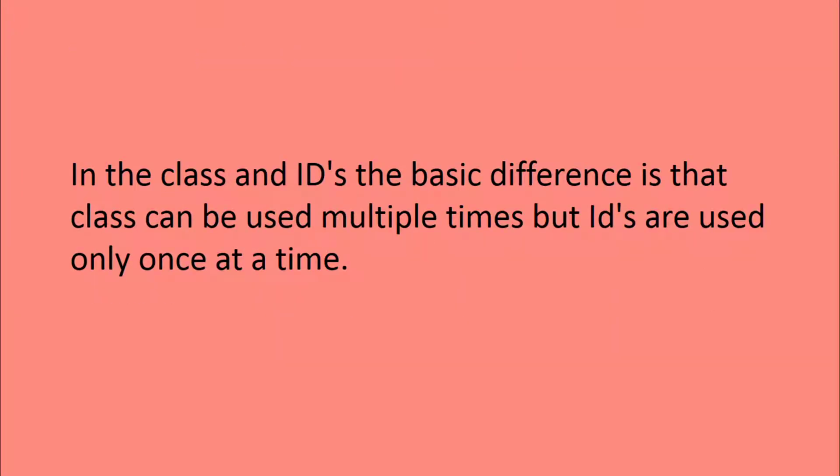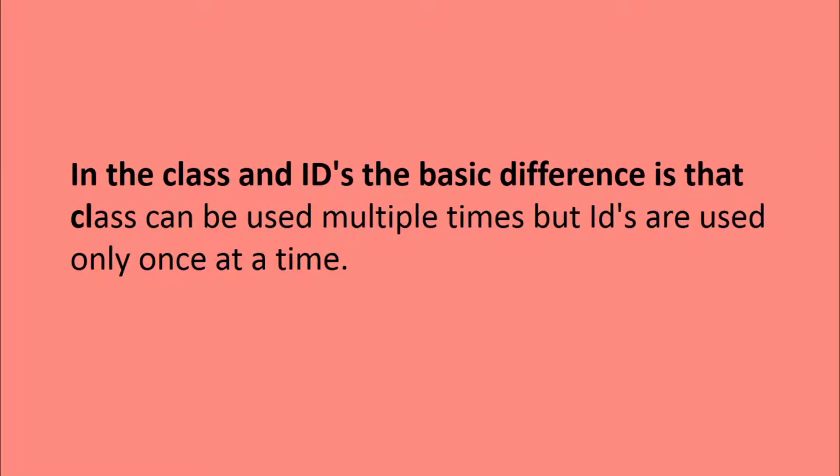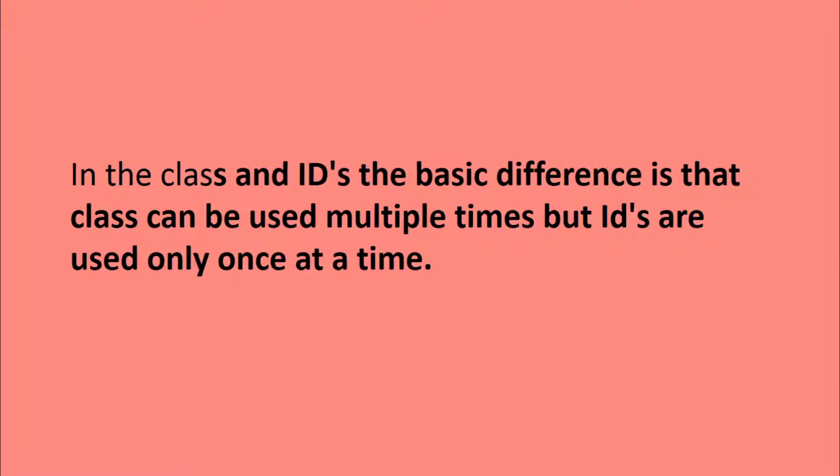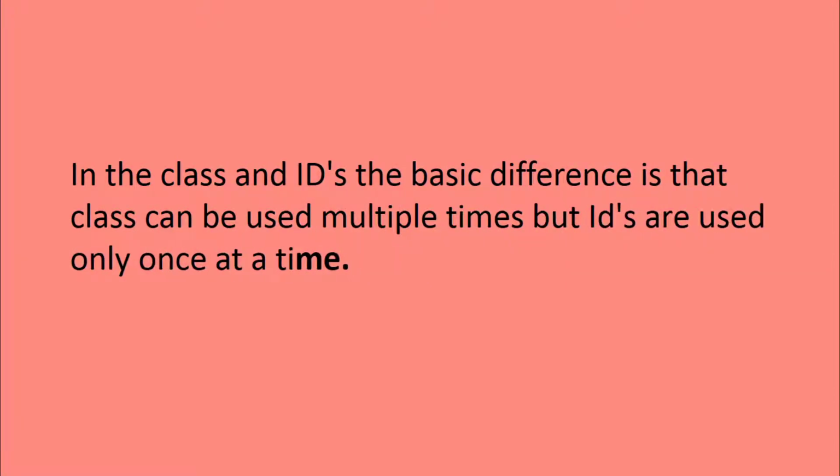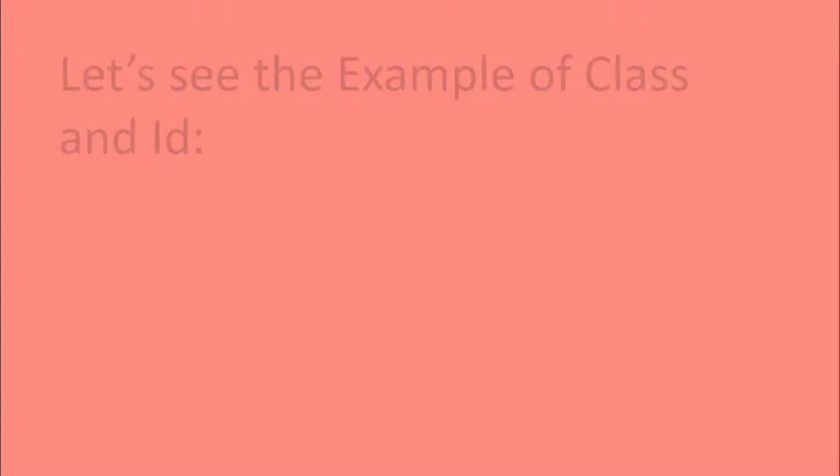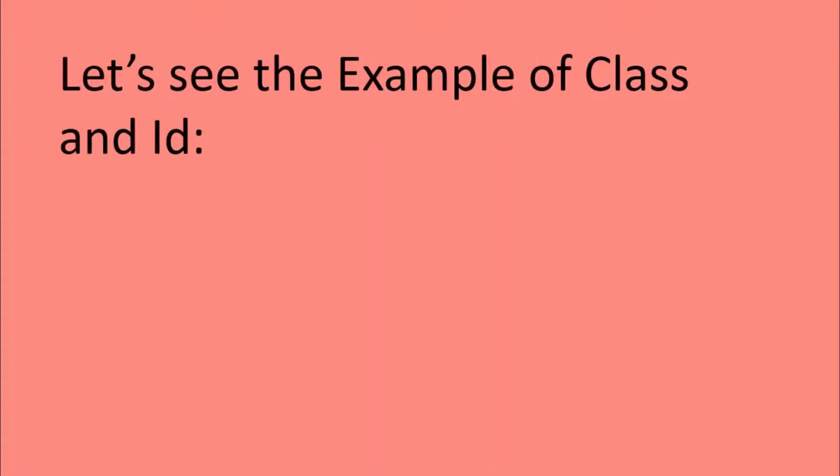Okay. In class and ID, the basic difference is that a class can be used multiple times in the document, while an ID can only be used one time in our document. So let's see an example of class and ID.